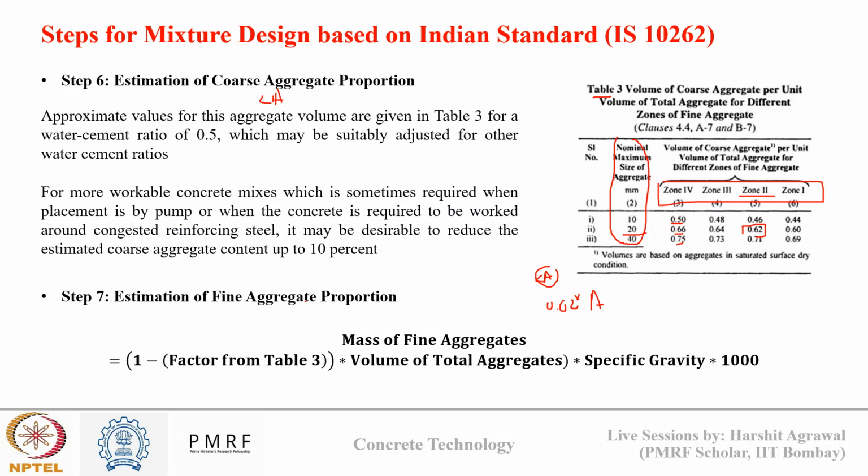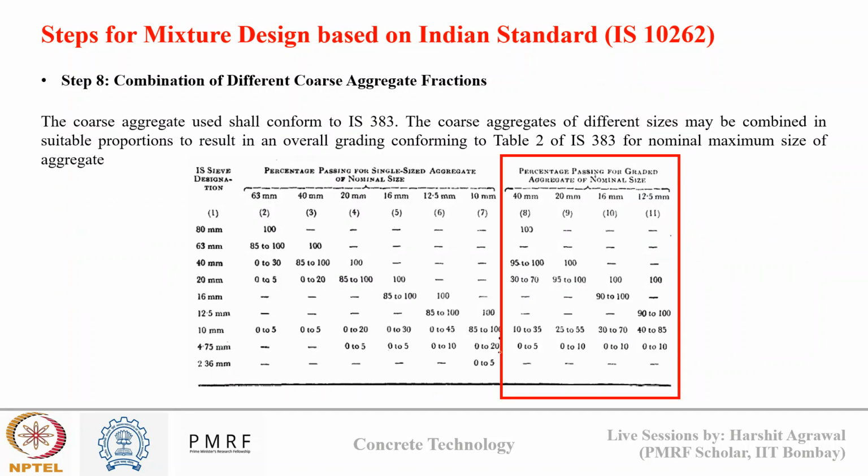Once we get the coarse aggregate content, we can estimate the fine aggregate content. It will be nothing but 1 minus the factor from table 3. So suppose 0.62 is my coarse aggregate, then 0.38 of total aggregates will be fine aggregate. We know the volume of fine aggregate, so we can estimate the mass of fine aggregate. Now we know the mass of fine aggregate and the mass of coarse aggregate also.